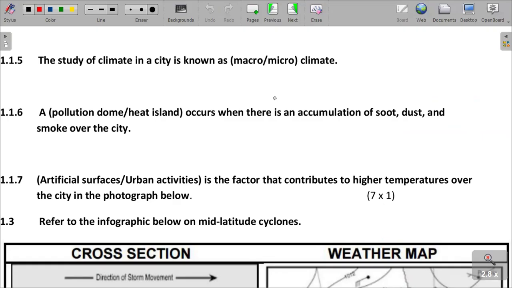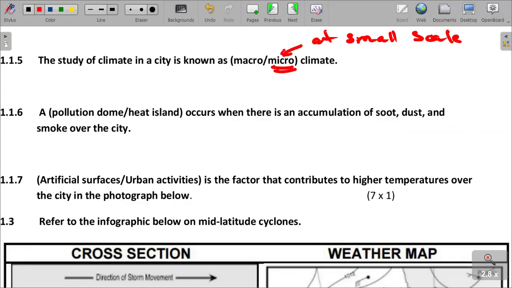The study of climate in a city is known as what? I said that this is known as micro. We are talking about the study of climate at a small scale. At a small scale, we call that micro. It is called microclimate.